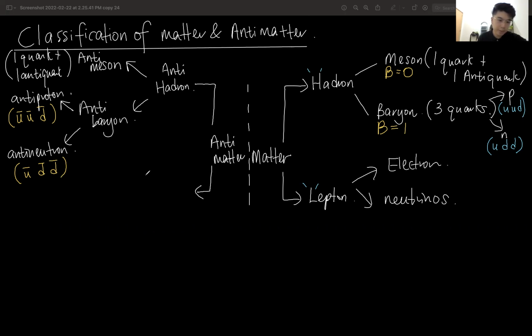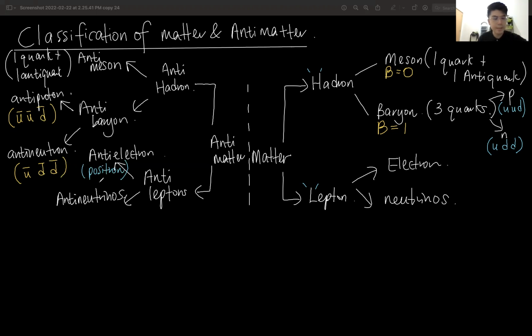Second one is anti-lepton. First is anti-electron. Anti-electron, another name is positron. Anti-electron or positron, they mean the same thing. And then we have anti-neutrinos. These are the ones emitted from the beta decay. All right, so this is showing the diagram, the classification for antimatter and matter.